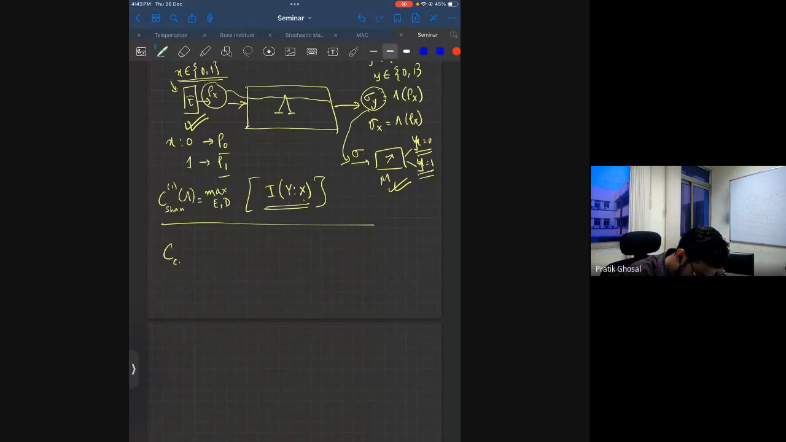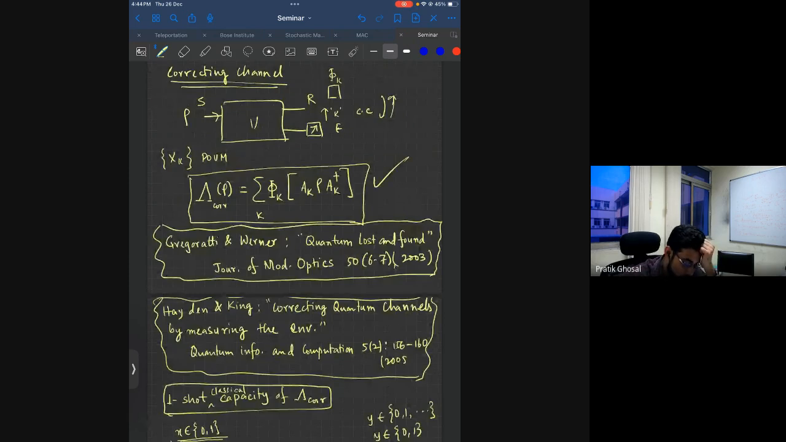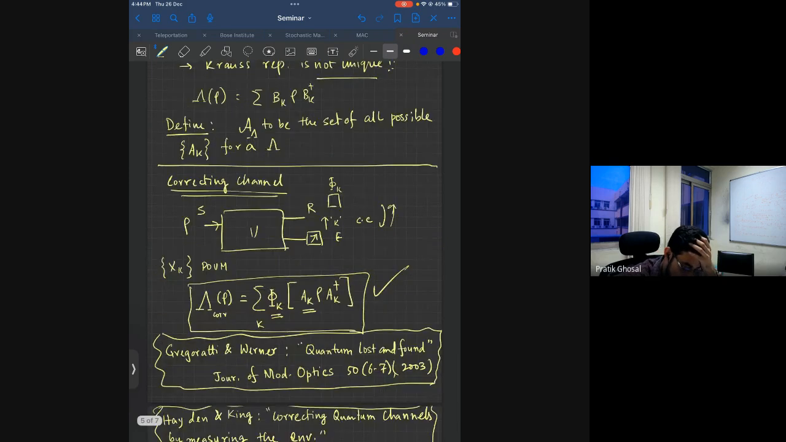So here, the corrected capacity of lambda is defined as the channel capacity of the corrected lambda. Now, if you remember how the corrected channel was defined, based on the output k, you have applied some recovery channel. But now, as Nirmanda was asking, among the set of all possible Kraus representations, is there any choice of a particular Kraus representation which will give you some optimal advantage? And you see that while making this correction, the measurement of the environment was playing a key role.